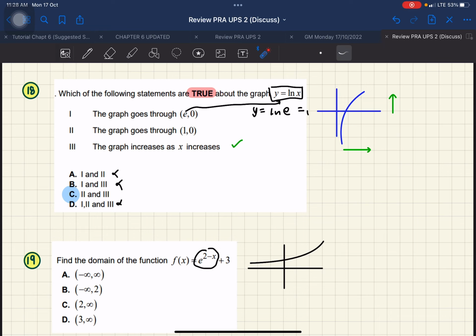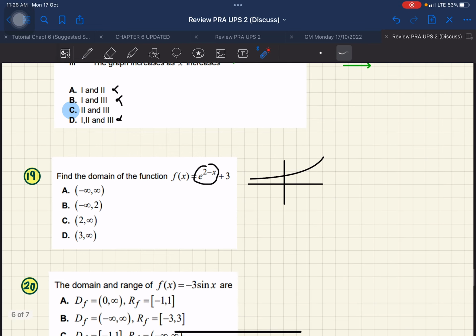Okay, so kalau tak percaya, tekan calculator. Masukkan. Kita ada ln X kan kat sini. So, this is our X value. Masukkan dalam ni. So, ln 1. And ni log dia 1 is equals to 0. So, dapatlah jawapan kita. Betul.